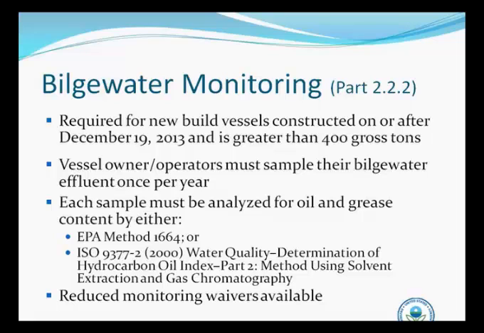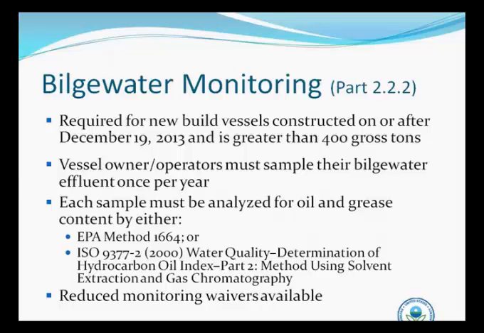So this is a new requirement for the 2013 VGP, and this applies to new build vessels. Those are vessels that are constructed after December 19th of 2013 that are greater than 400 gross tons. So for these vessel owner-operators, they must sample their bilge water effluent once per year. And each sample must be analyzed for oil and grease content either using EPA method 1664 or ISO method 9377-2.